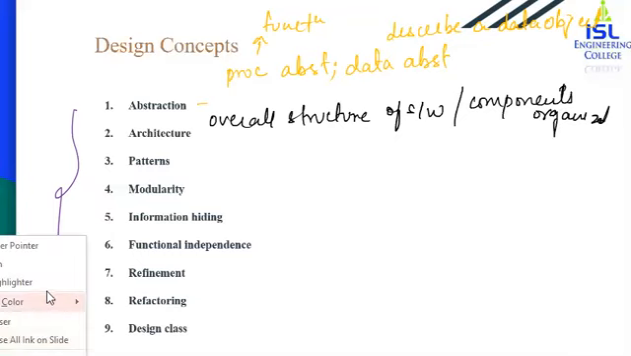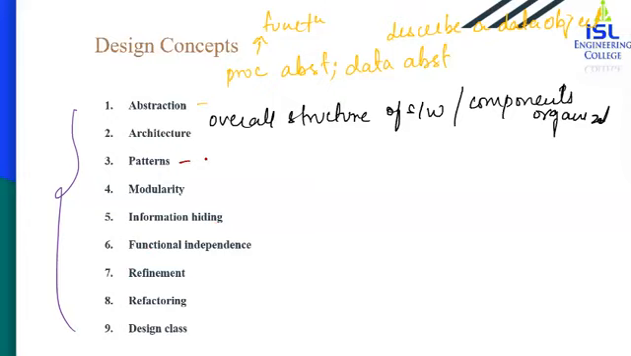The next one is patterns. Now the pattern describes a specific design structure that is used to solve a particular problem. Now, why are these patterns used?